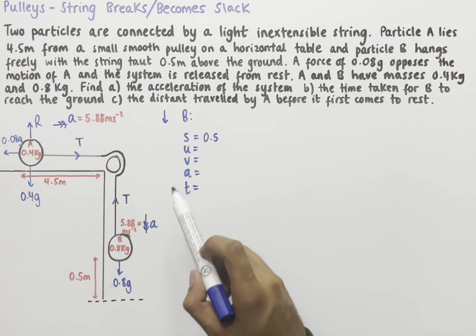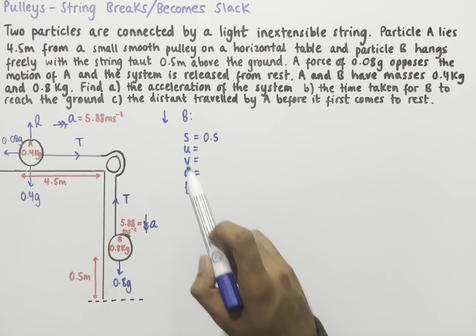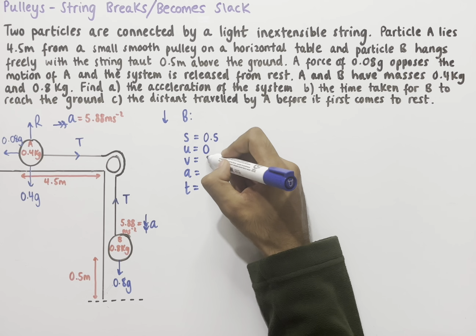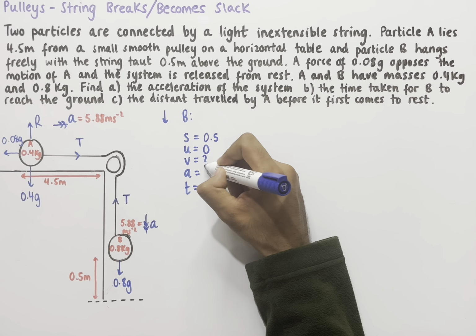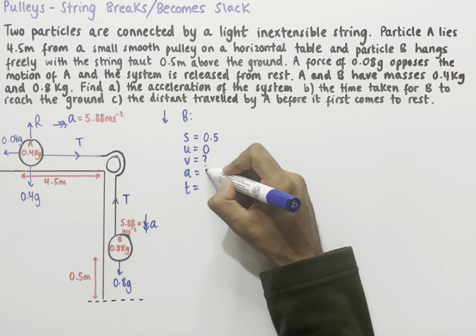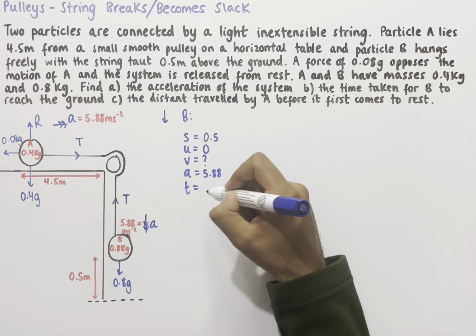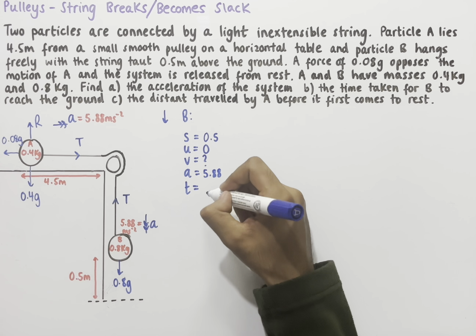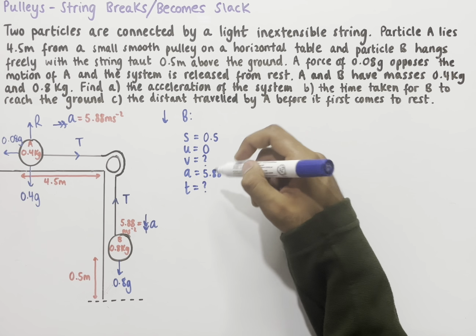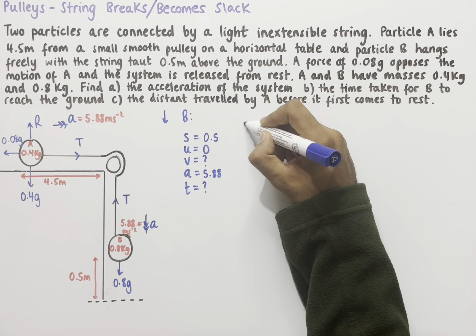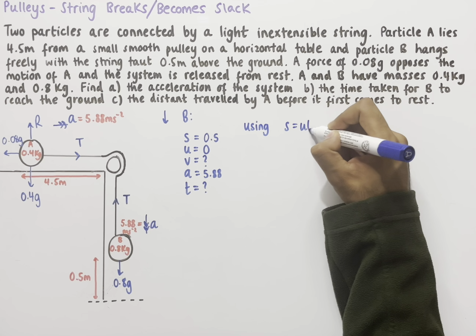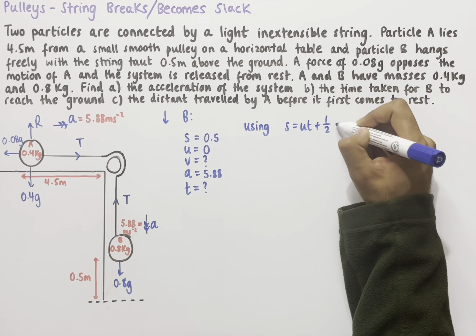We know that the initial velocity of particle B is equal to 0 because we're told that the system is released from rest. We don't know what the final velocity is of particle B when it reaches the ground. We do know that the acceleration is equal to 5.88, which we worked out in part A, and then the time is what we're interested in for this part of the question. And so if we consider the values that we have and what we're trying to work out, we can use the SUVAT equation s equals ut plus a half at squared, and then substitute our values in to work out t.